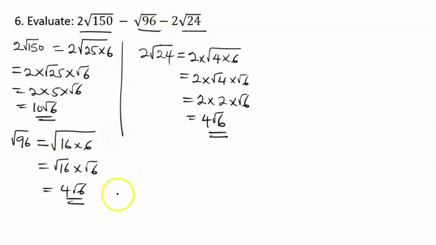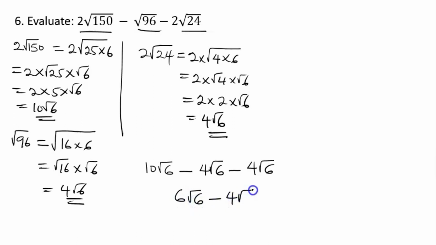So the next thing is to check, are they similar? If they are similar, then we can perform either subtraction or addition operations on them. The first one we have is 10 root 6 minus the 96, which is 4 root 6, then minus another 4 root 6. When you do 10 minus 4, of course you are going to have 6. So 6 root 6 minus 4 root 6. When this is done, you simply subtract 6 minus 4. That will give you 2 root 6. I believe we are enjoying this, and it's nothing hard at all.